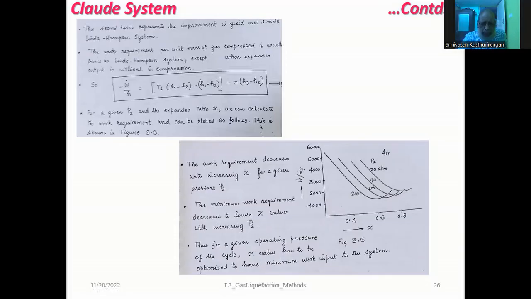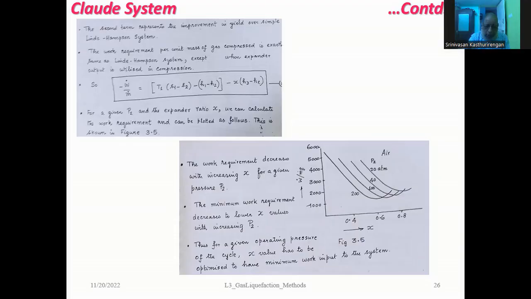Secondly, the minimum work requirement keeps decreasing to lower X values with increasing P2. Suppose I am able to increase the pressure, then the minimum work requirement keeps decreasing. And that means for a given operating pressure of the cycle, the X value has to be optimized to have the minimum work input into the system. You have to optimize the X value so that you are able to get the minimum work requirement. So that's what has to be done.